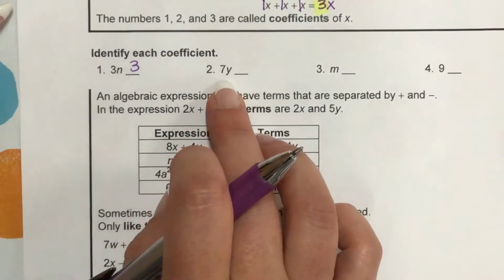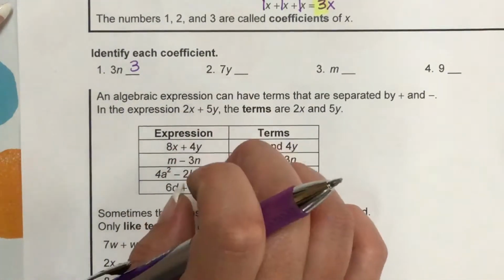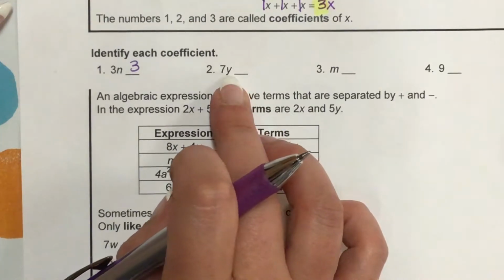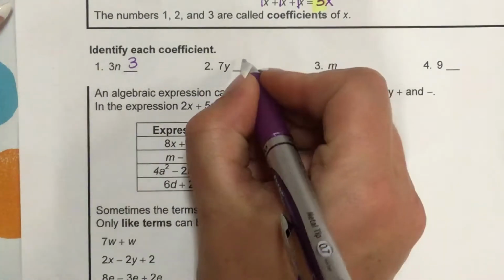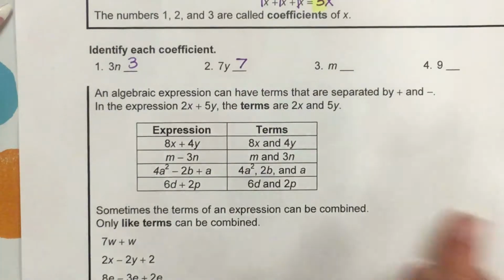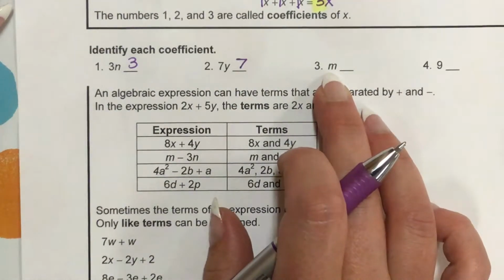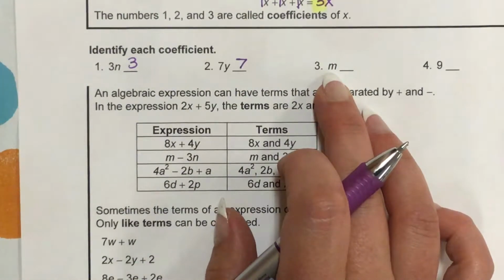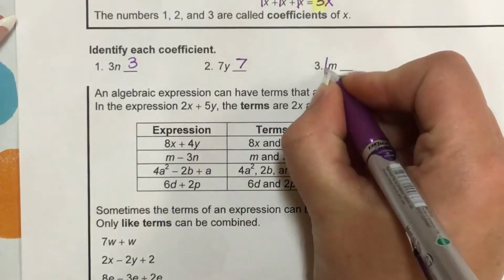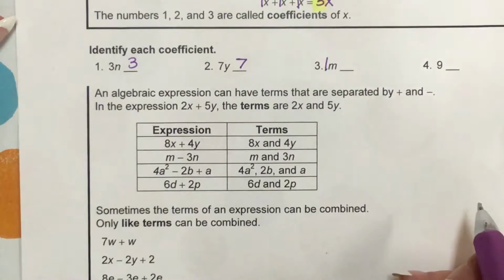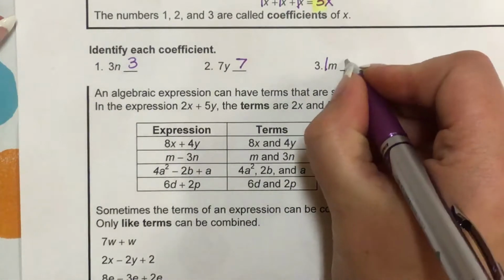Okay, what about number 2? What is the coefficient of 7y? Well, what's the number in front of y? It's 7. So the coefficient is 7. Ooh, what about this one? The coefficient is, this m is the same thing as 1m. So the coefficient would be 1.